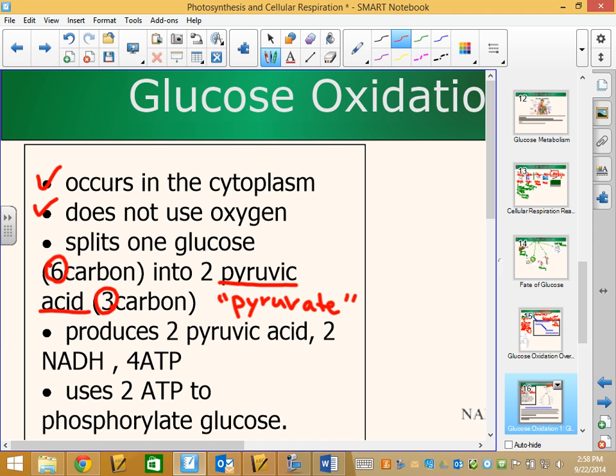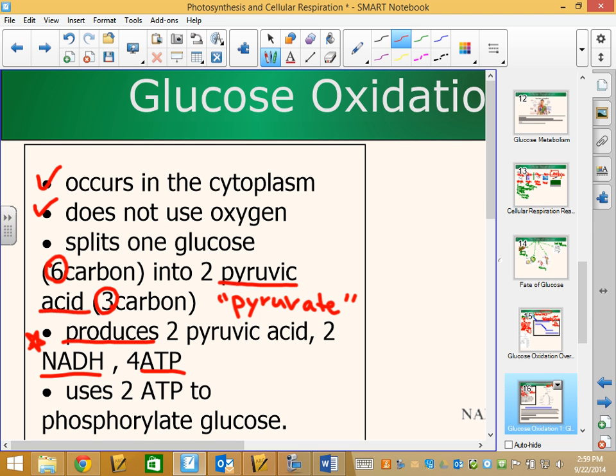Now for each of the steps, just like in photosynthesis, you need to know what goes in and what comes out. So what does this step produce? Well, you'll get 2 pyruvic acids, 2 molecules of NADH, and 4 molecules of ATP. I would like to point out very specifically that in cell respiration it is NADH, not NADPH. The one with the P goes with photosynthesis. That's how I would remember it.